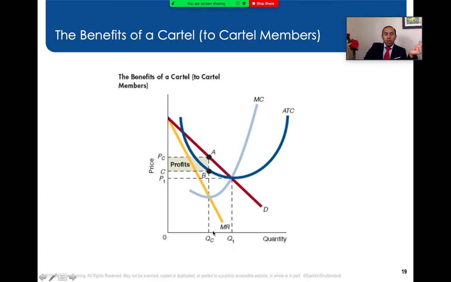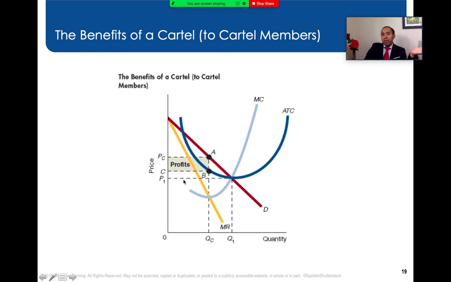Here we have the quantity of the cartel, QC, the quantity controlled by the cartel, and it's restricted. One of the characteristics of a cartel is that it restricts output, given the average total cost at point B. It sets the price, it controls the price on the consumer demand. The price of the cartel is greater than the average cost of production. The difference between the price of the cartel at point A on the demand curve minus the average cost of production at point B, at the cartel quantity, will yield profits.